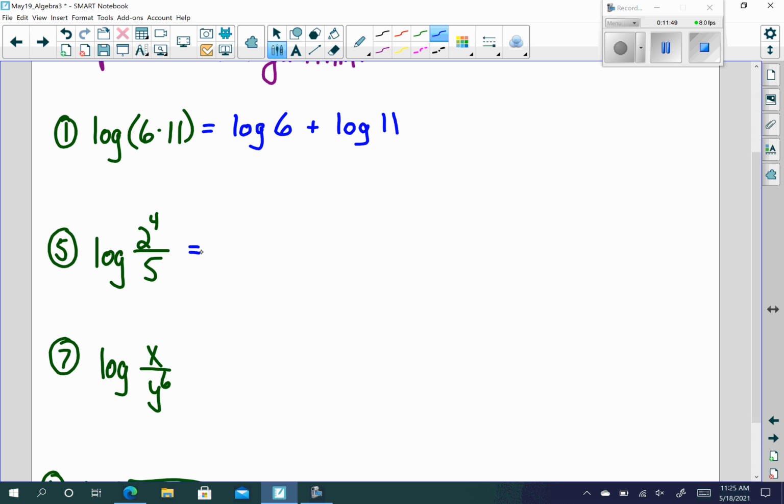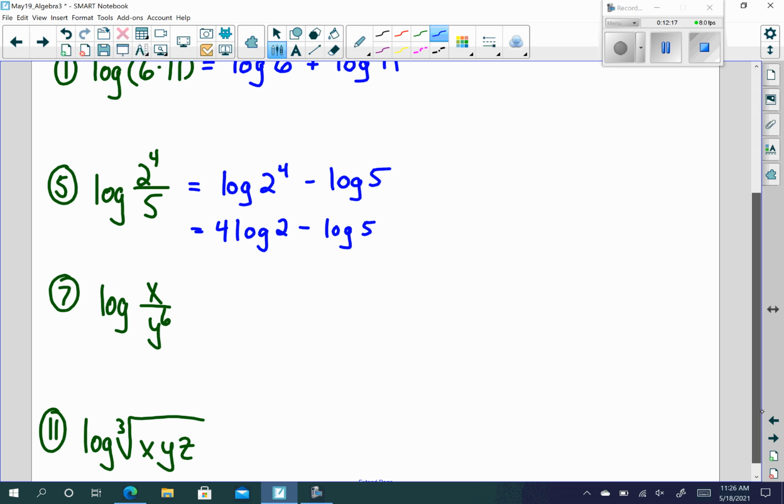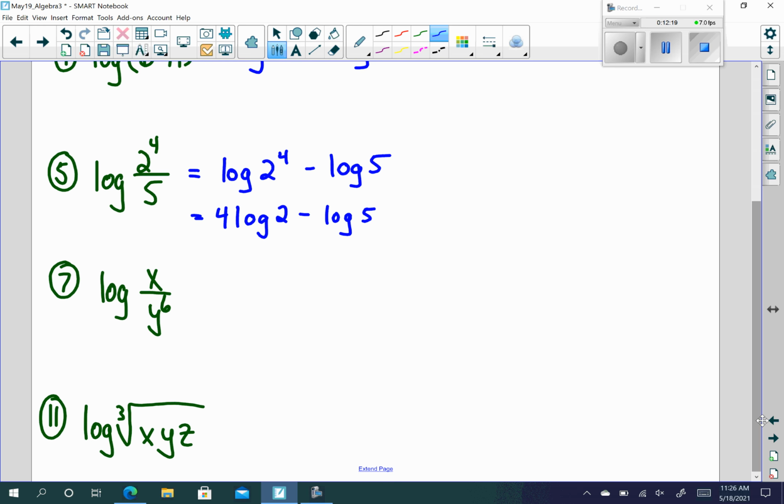Number 5. Technically, first we see a fraction or a quotient. So let's separate this. This means we would have log base 10 of 2 to the 4th, and then we would subtract, since the 5's on the bottom, minus log of 5. Now, with this first term, we can still go a little bit further. So that power of 4 will come down in front. That's that third property. So we'll get 4 times log base 10 of 2 minus log base 10 of 5. You guys go ahead and try number 7.